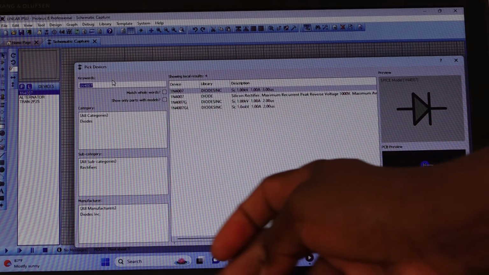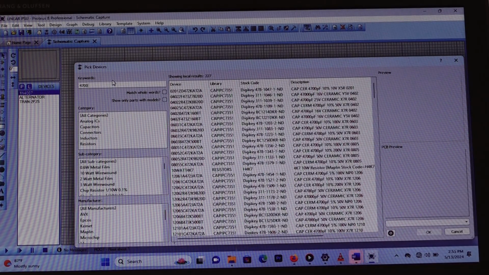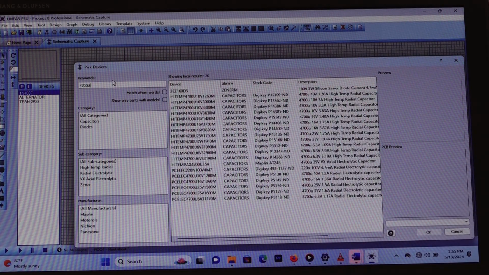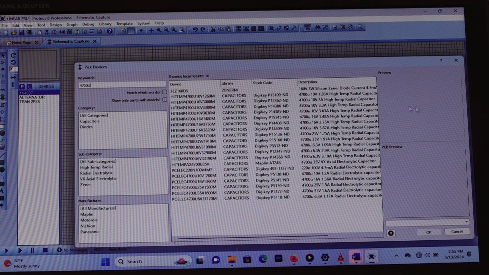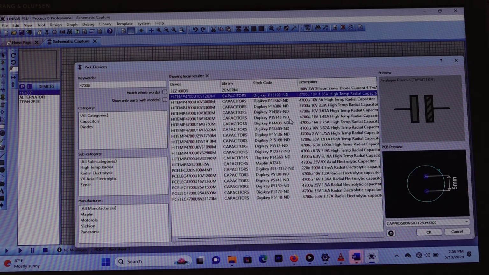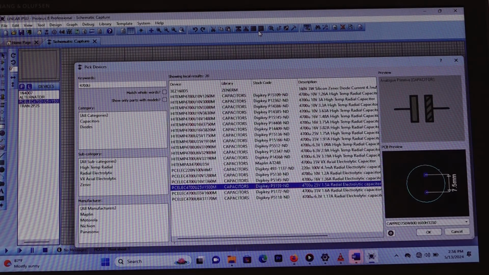I need the filter part. So for the filter part, we need 4,700 microfarad. So we just write 4,700 U. U stands for microfarad. Then I have to be careful on choosing it. I have this one of 10 volt. Let me choose the one with 25 volt. So this is our electrolytic capacitor with a voltage rating of 25 volt.